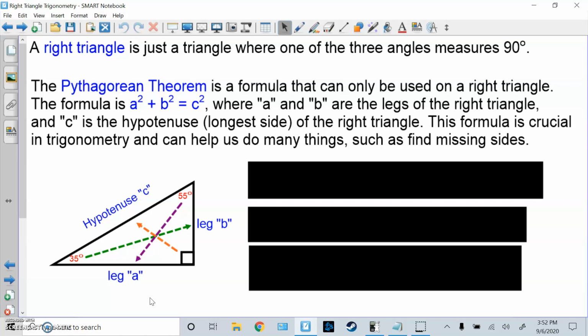The Pythagorean Theorem is a formula that can only be used on right triangles. The formula is a squared plus b squared equals c squared, where a and b are the legs of the right triangle, and c is the hypotenuse, or longest side of the right triangle. The formula is crucial in trigonometry. It can help us do many things, such as finding missing sides.